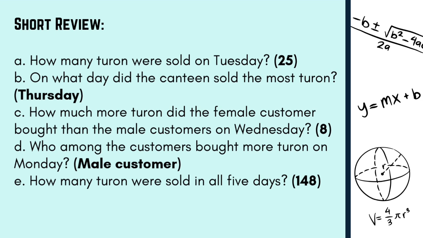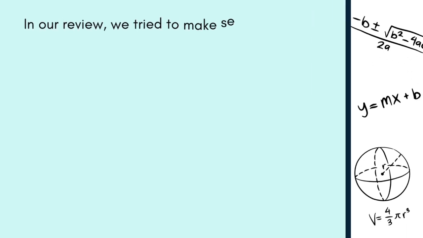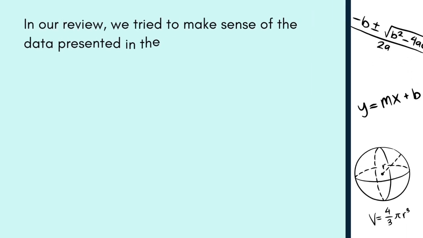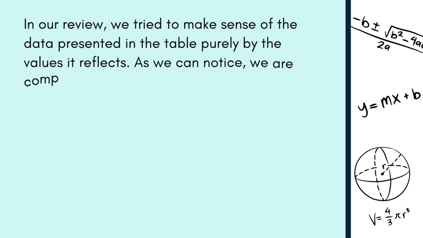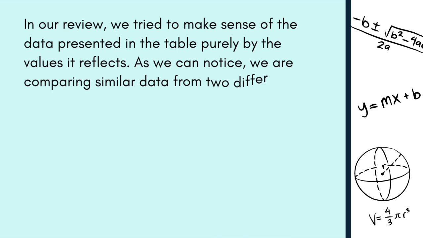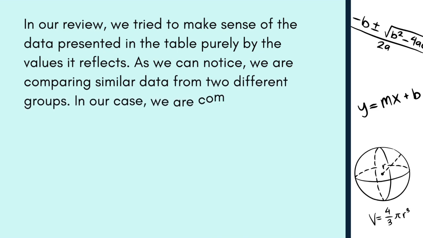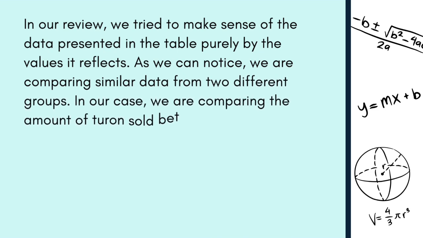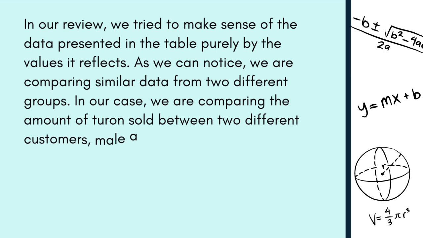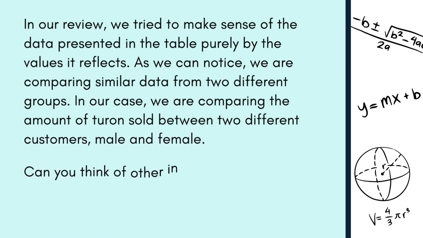And how many turon were sold in all 5 days? So 148 turon. Okay, so in our review, we tried to make sense of the data presented in the table purely by the values it reflects. As we can notice, we are comparing similar data from 2 different groups. In our case, we are comparing the amount of turon sold between 2 different customers, male and female.